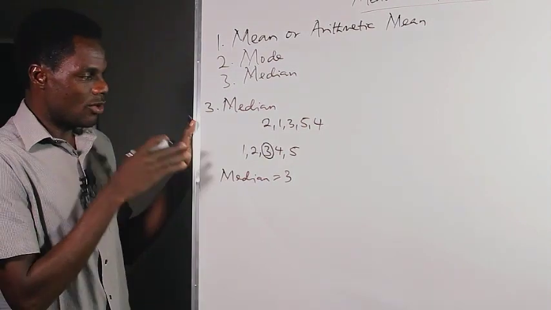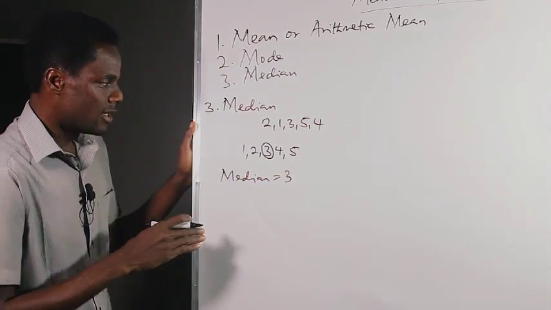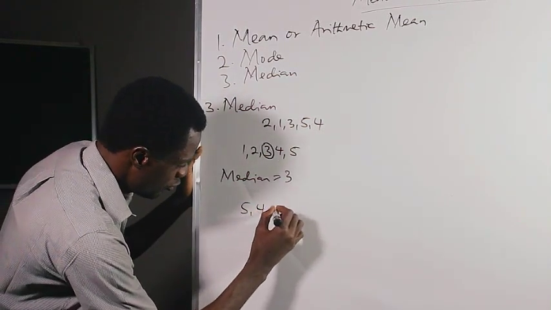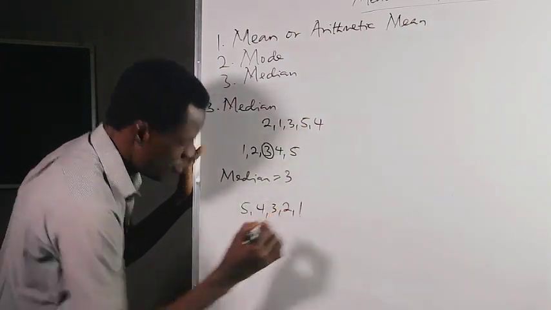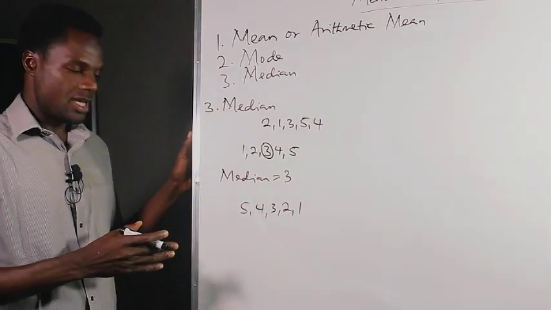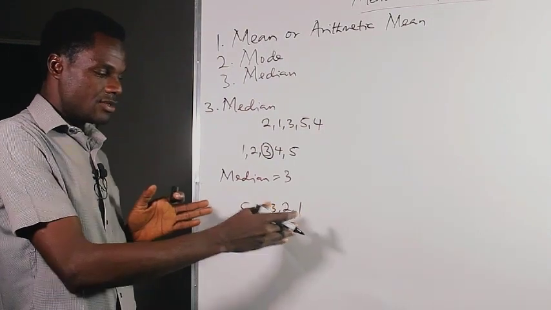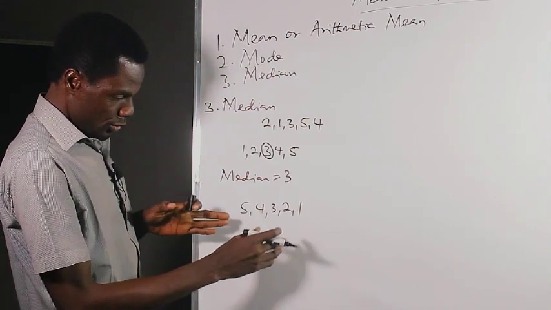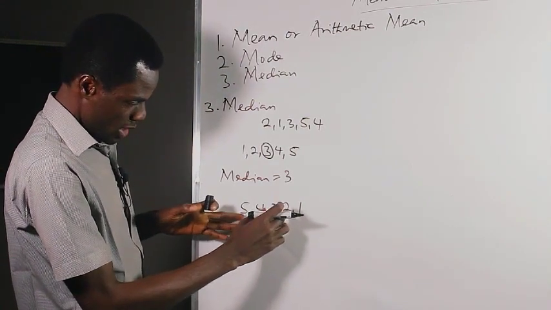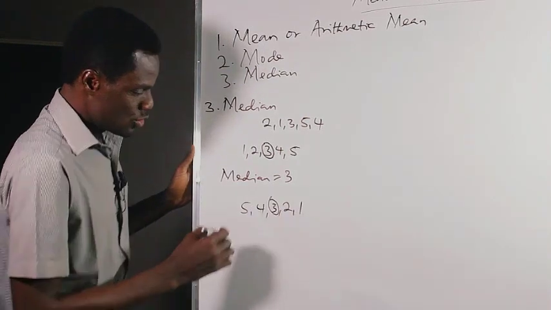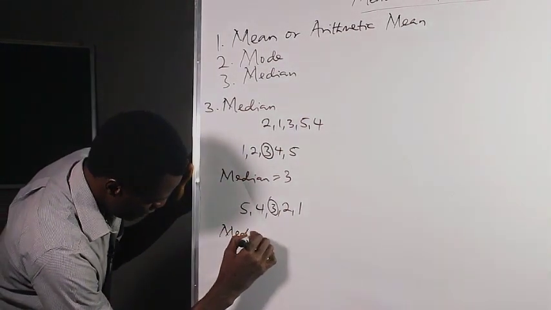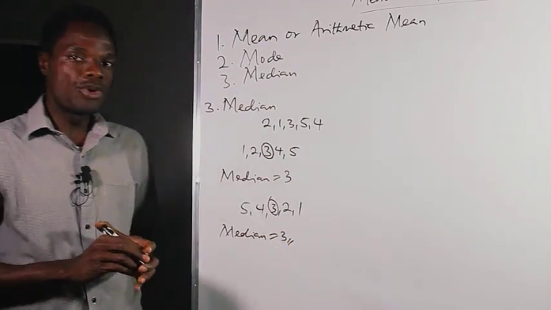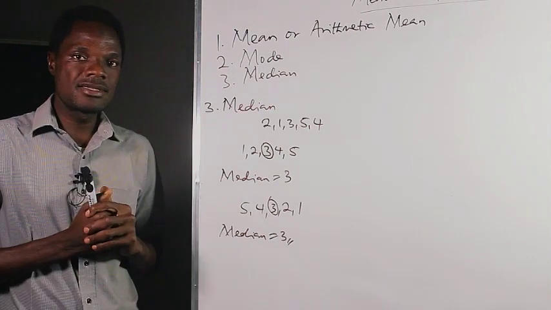And if we decide to arrange the data in descending order, that is starting from the highest to the lowest, for example, 5, 4, 3, 2, 1, then we apply the same process. That is by counting from the right to the left, then we locate the exact middle number of the observation. So if we do that, we have 1, 2, then 1, 2. Then still we have 3. So 3 is still our median. But this is only possible if the observation we have is odd.